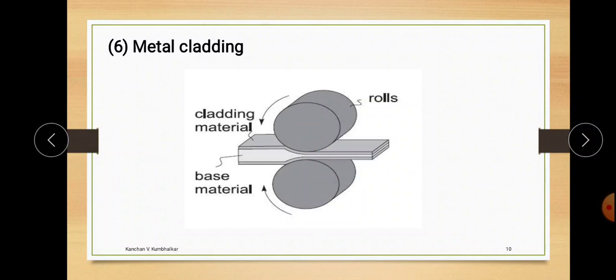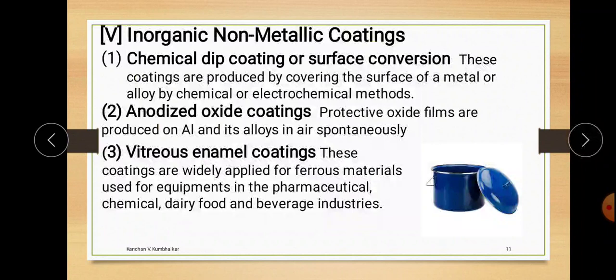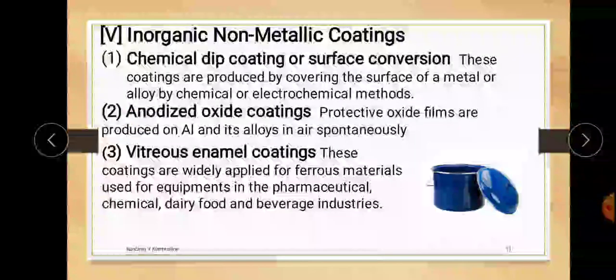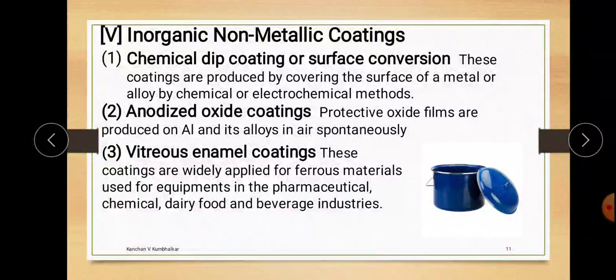Now the next point is about the inorganic non-metallic coating. Inorganic non-metallic protective coating includes surface conversion or chemical dip coating, anodized coating, and it contains three types: chemical dip coating or surface conversion, anodized oxide coating, and the last one, vitreous enamel coating. Out of which the first is chemical dip coating, or it is also known as surface conversion.